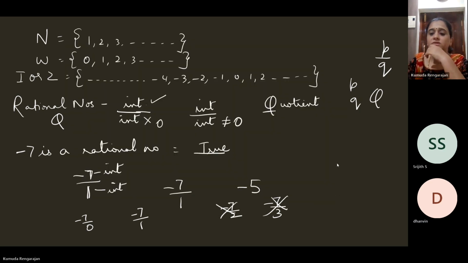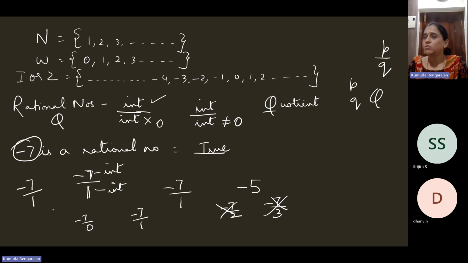Okay. How do you say true or false? You must check if it satisfies the definition. The statement is -7 is a rational number. That's a statement. You have to comment true or false. So what's the definition of a rational number? Integer by integer. So you must see if -7 satisfies the definition. So take -7. You can write it as -7 by 1.